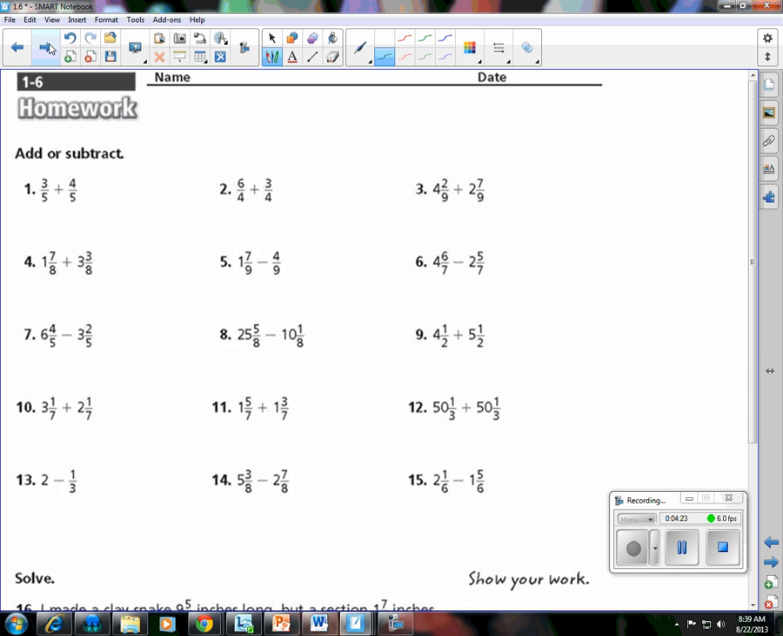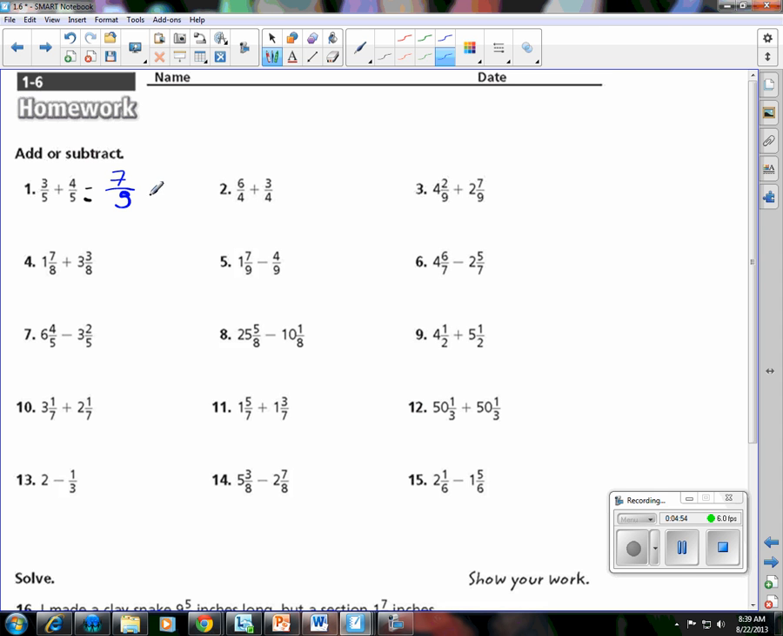Okay, so let's go on and try a few more of these problems out and see how we're doing. Again, when I add or subtract fractions, if my denominator is the same, I just add the numerators and I leave my denominator alone. I'm going to switch colors so you guys can see that a little bit better. I think blue works okay. So my denominator stays the same, 5, and I add my numerators. 4 plus 3 is 7.